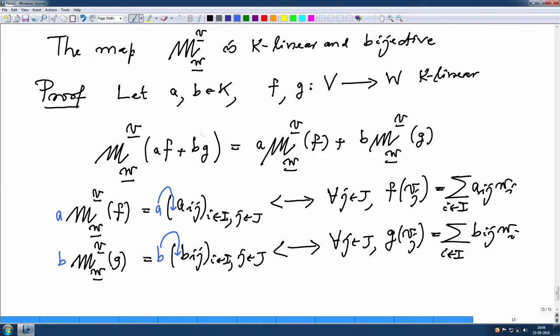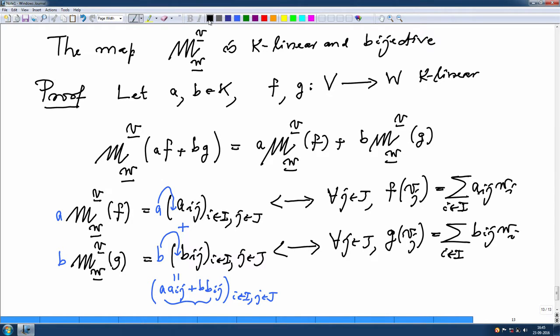Similarly, when I multiply this matrix by B, that should go inside. And then I have to know what this matrix is and how do I add the entries. So if I do this addition, the ijth entry will be A times Aij plus B times Bij, where i is in I and j is in J. That is the ijth entry of the right side. Now I want to compute on the left side.